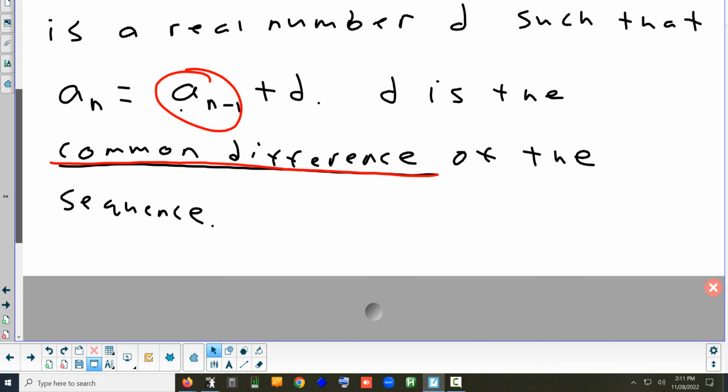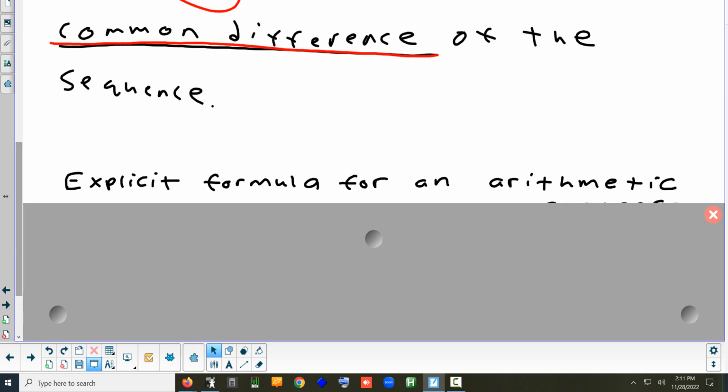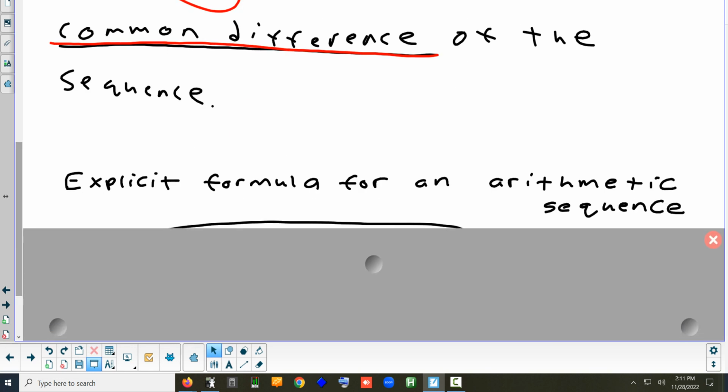Now, because adding a number over and over and over is a pretty simple idea, just add 2 each time, there is a way to figure out a formula that's explicit if all you're doing is adding the same number over and over. And I'll show you what it is. It's going to depend on 2 things.